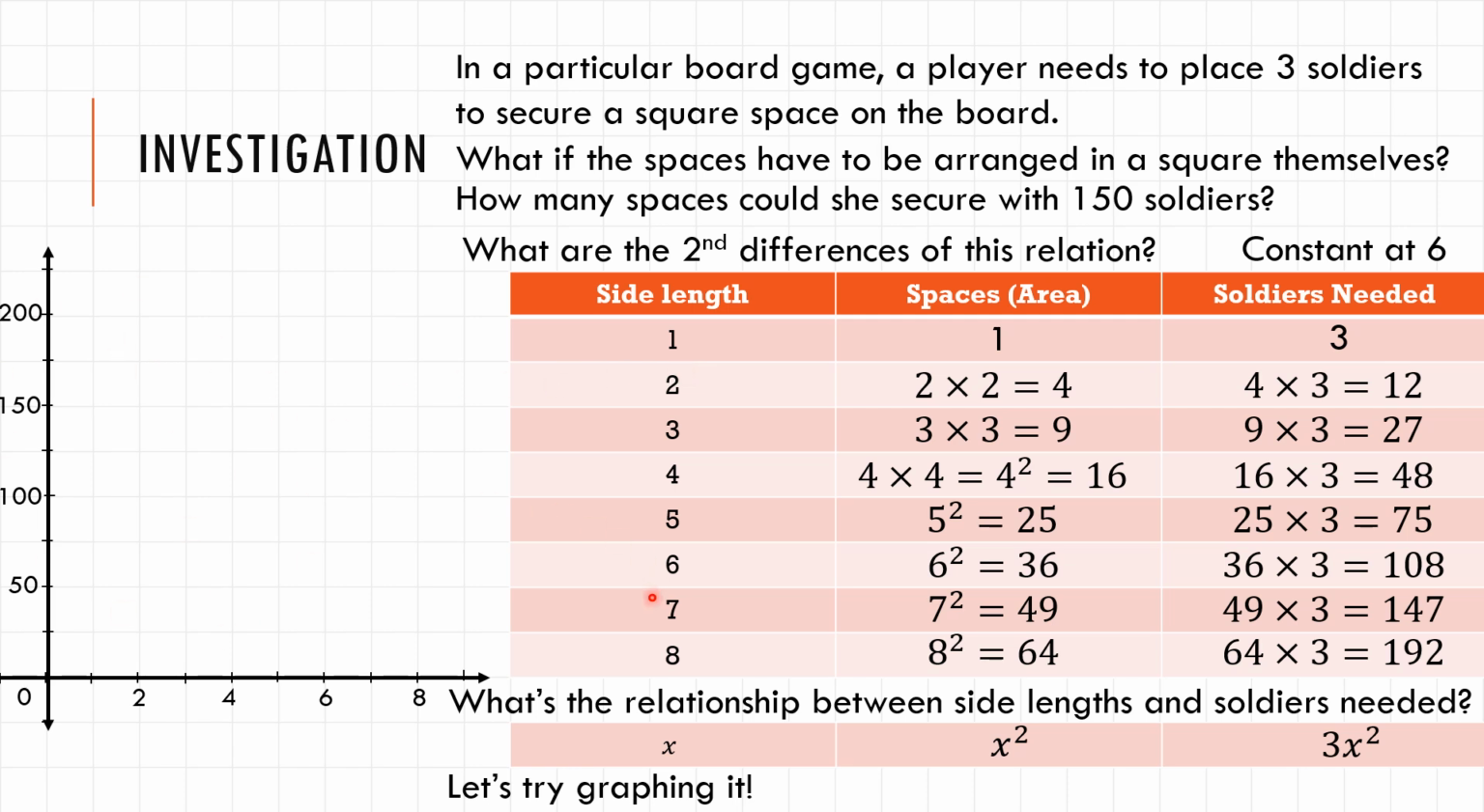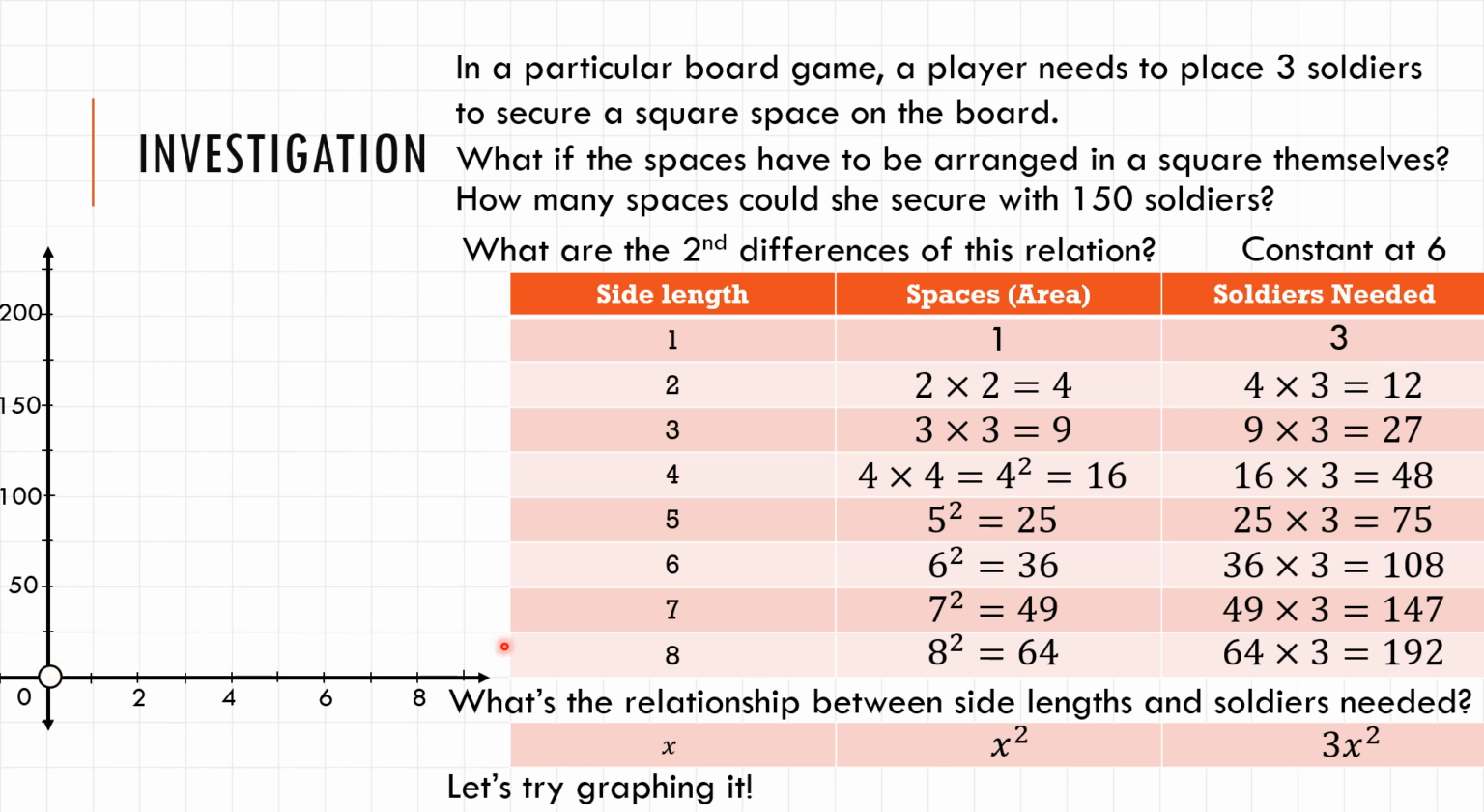So let's start actually graphing it. I'm going to start off by placing a point here at 0, 0. Because if I had a side length of 0, 0 squared would be 0, and 3 times 0 would also be 0. So I know that I would have a point that I don't have in my table of values, which would be 0, 0.